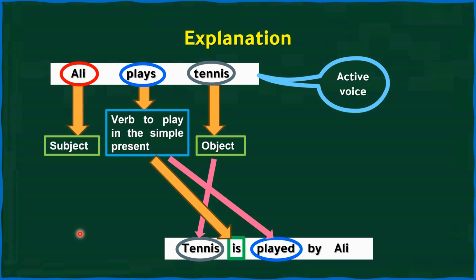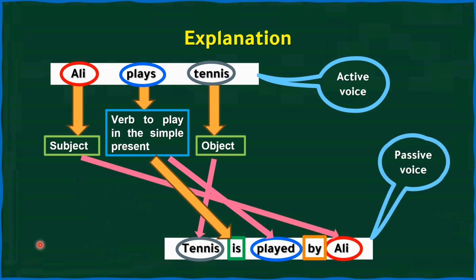And we have also by. By is a preposition. It is optional, which means we can add it or we can drop it. And we have Ali, which becomes an object.